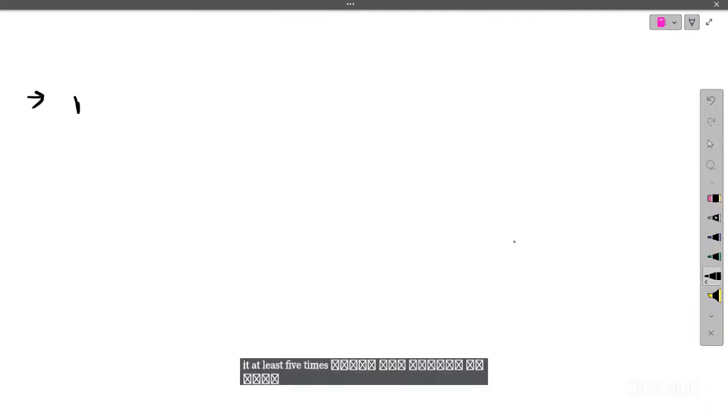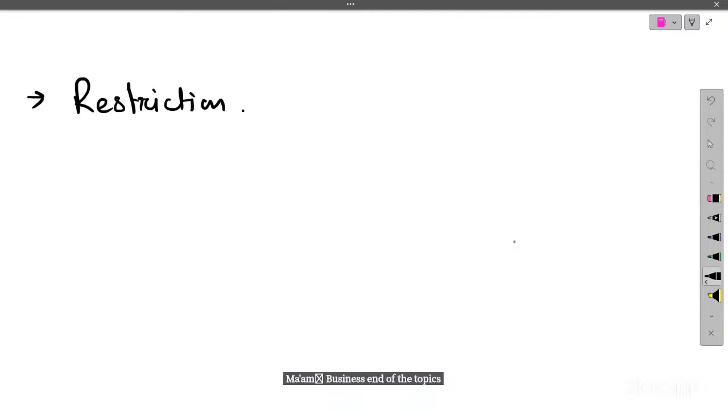So for example, what are the restrictions? Ma'am, what is the use of the restriction topic? Ma'am, in short, can you please explain that? Okay, yeah, sure.